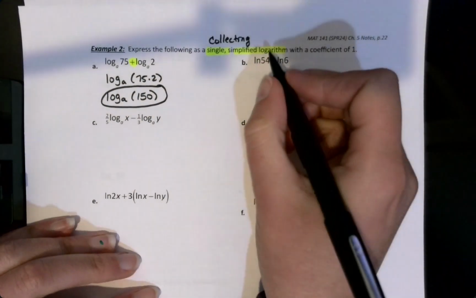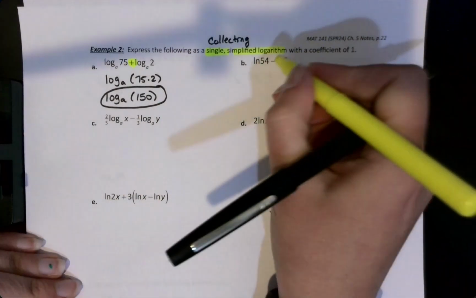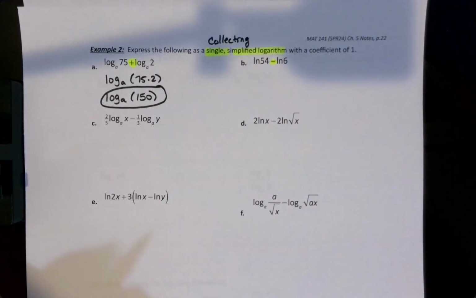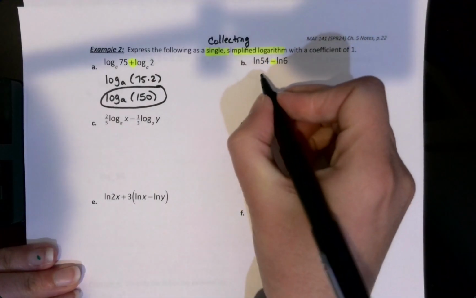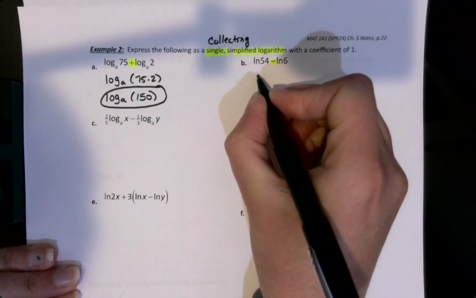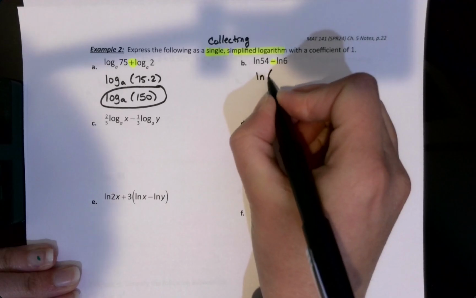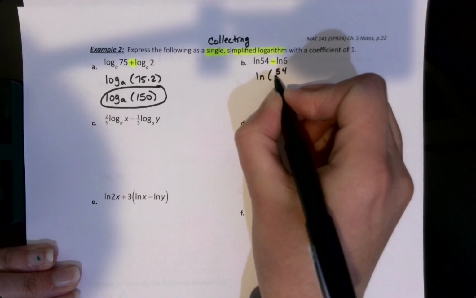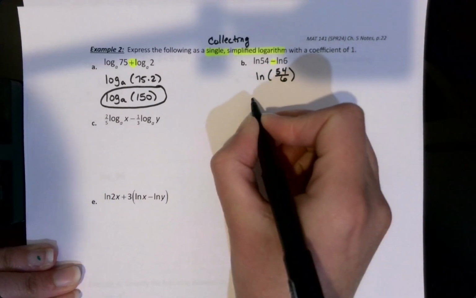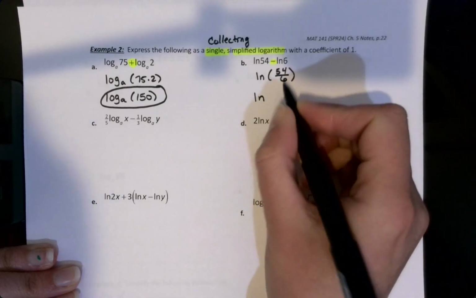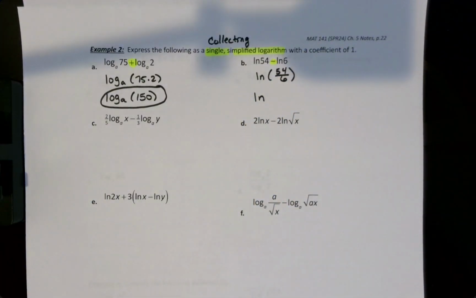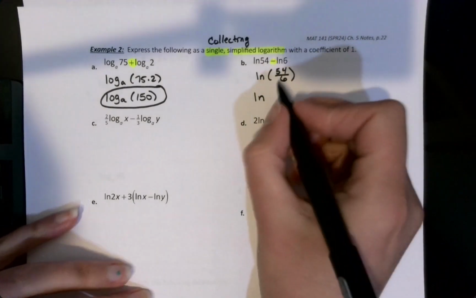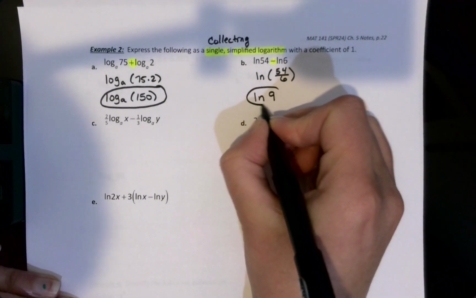Okay. Similarly, this one now is a subtraction. Natural log of 54 minus natural log of 6. So I can condense that into a division. So I'll have the natural log of 54 divided by 6. And I can complete that division. 54 divided by 6 gives me 9. So I'll have the natural log of 9.